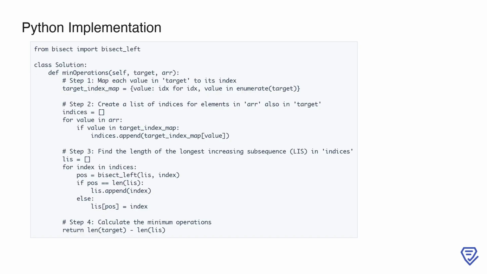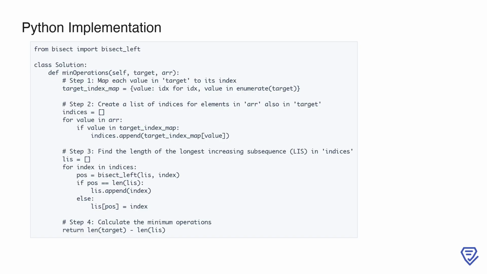Step 2. Extract relevant indices from ARR. We iterate through ARR and build a list, indices, that consists of the indices of elements in ARR that also exist in target. Each element in ARR is checked against the target_index_map to determine if it is part of target. If it is, its index in target is appended to indices. For instance, if ARR equals [9, 5, 3, 1], the resulting indices could be [0, 2, 1], because 5, 3, and 1 exist in target.